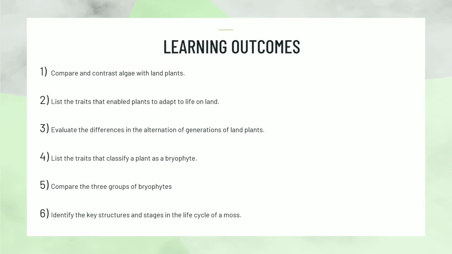Now I'm going to introduce the learning outcomes of the first two subtopics: to compare and contrast algae with land plants, to list the traits that enable plants to adapt to live on land, to evaluate the differences in the alternation of generations of land plants, to list the traits that classify a plant as a bryophyte, to compare the three groups of bryophyte, and to identify the key structures and stages in the life cycle of a moss.